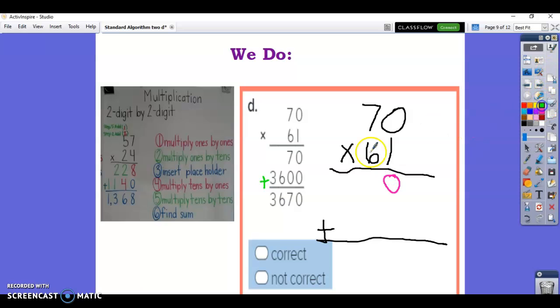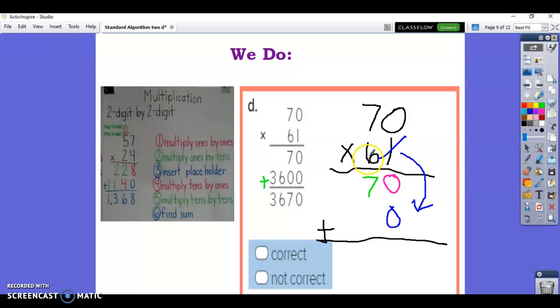Then we are going to switch steps. Multiply ones by tens. 7 times 1 is 7. Then we're going to look at the next step. Let's see. Let's go to blue. And we have put our 0. Again, you can cross out anything that you already did. Put your arrow to let you know that you have moved it.